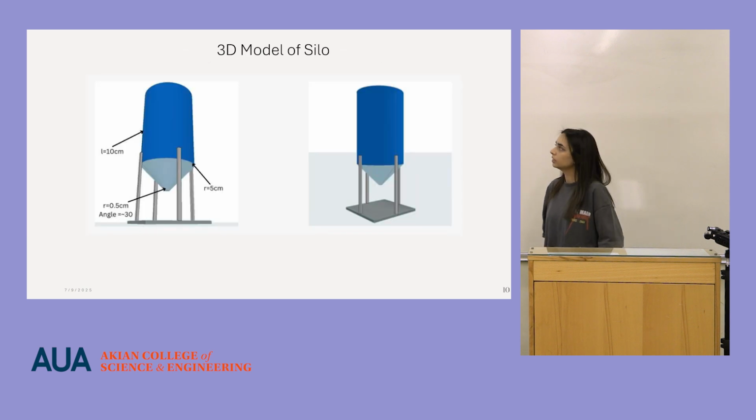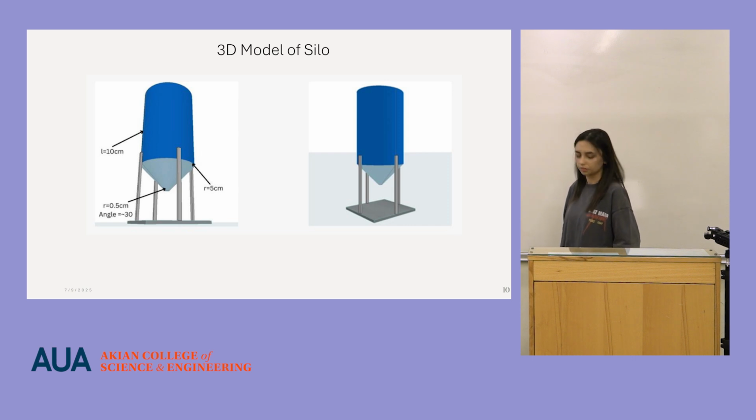Then the simple device and the 3D model of the silo is here. It is very similar to the one presented today. And I want to mention that the most important parts for the silo are the angle and the radius of the tip, as the angle may cause lots of issues mentioned before.